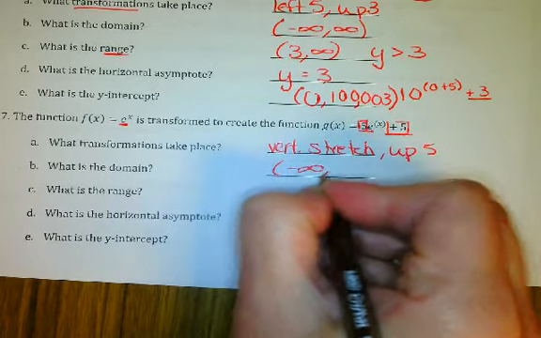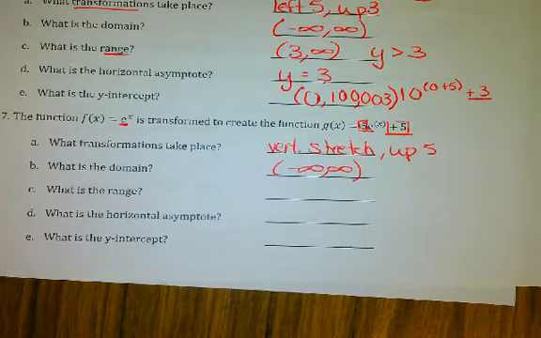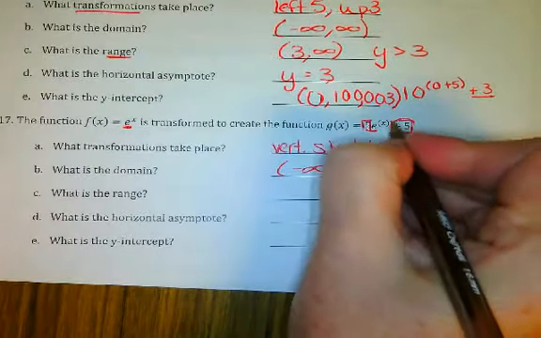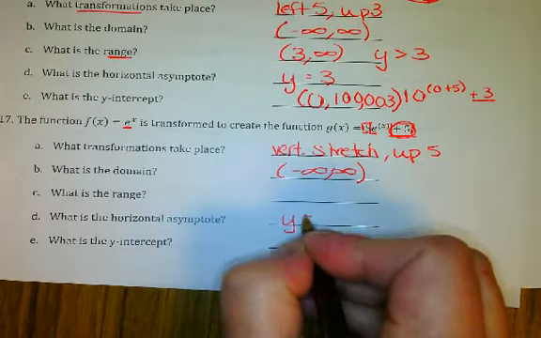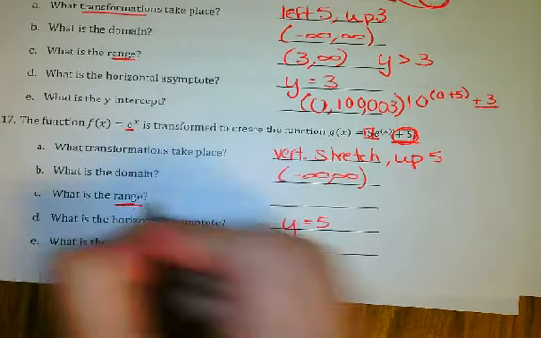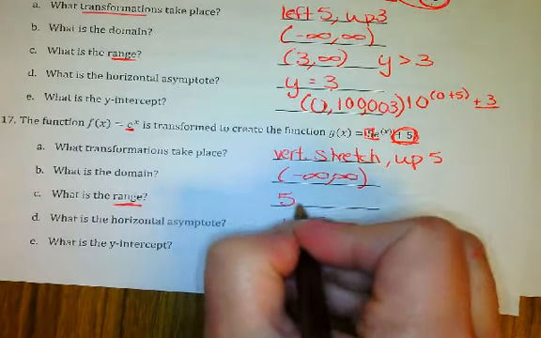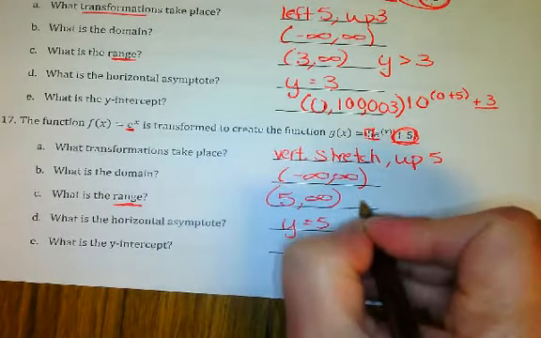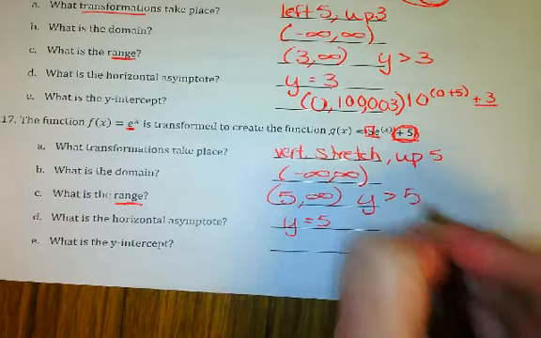All right, your domain again is always negative infinity to infinity. It's always going left and it's always going right. This is my horizontal asymptote. Okay, so because that's the horizontal asymptote, that's going to affect my range. The lowest it's going to go is 5, so 5 to infinity, or y is greater than 5.